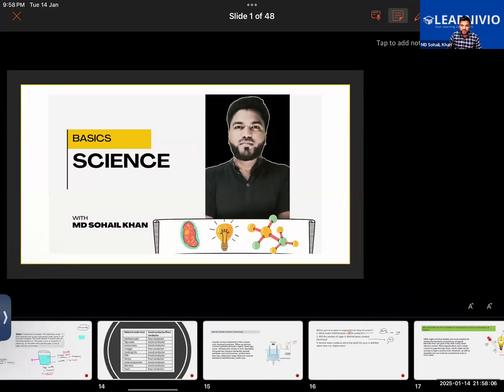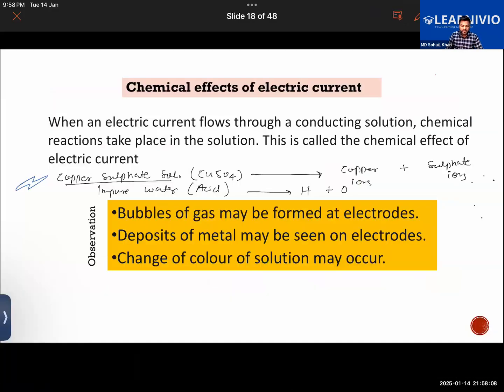Continue from here, both of you listen. Harim, you particularly pay attention here. See, chemical effects of electric current have various applications. What is the chemical effect? Whenever electric current passes through a conducting solution, some chemical reactions take place in this solution, and that's the chemical effect of electric current, which can be visible in various ways. The following observations can be made whenever a chemical effect occurs. Either all of them or some of them can be observed at one time.